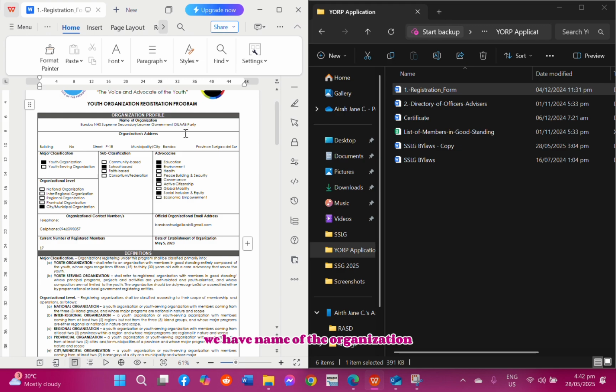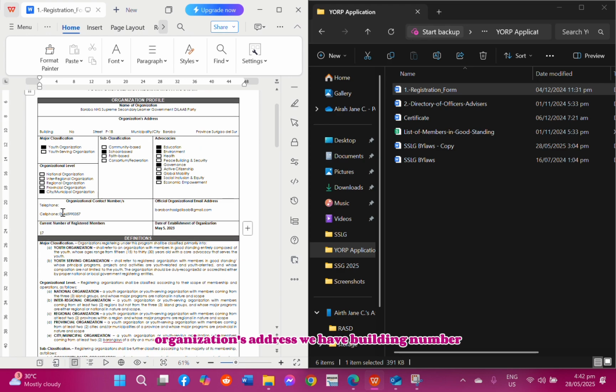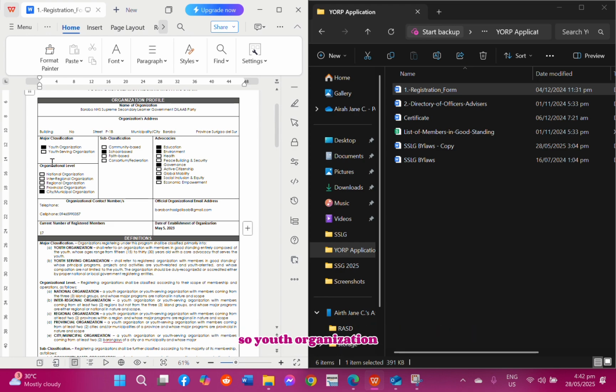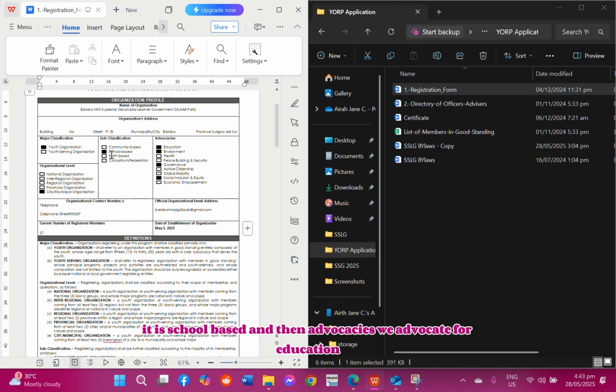We have the name of the organization, and the organization's address: the building number, street, municipality/city, and province. Then we have the classifications, whether it is a youth organization or a youth serving organization. Youth organization means all of the members in the organization are youth, and youth serving organization refers to organizations that are not necessarily run by just youth themselves but serve the youth. As for the SSLG, we are all youth, so we classify into the youth organization. Then we have the sub-classification, which is school-based.